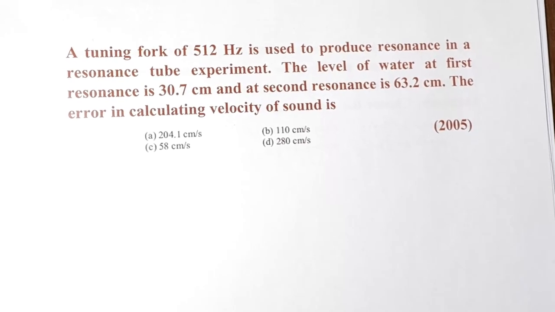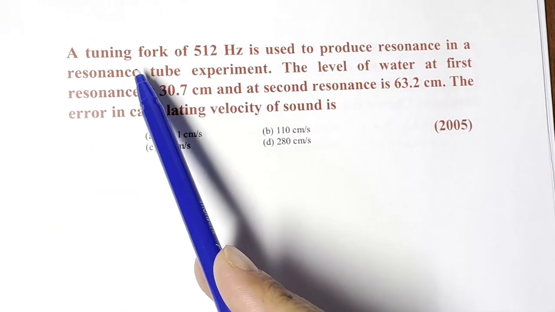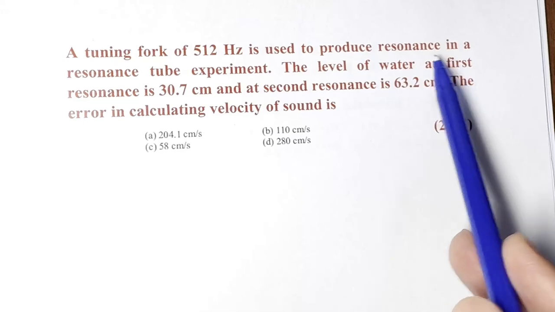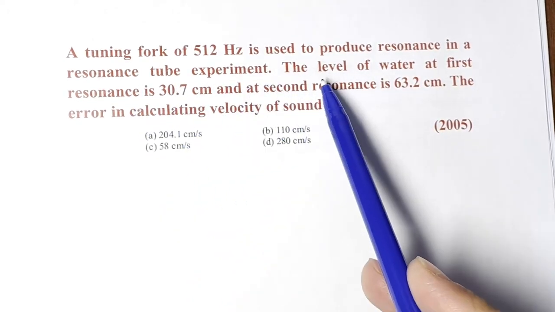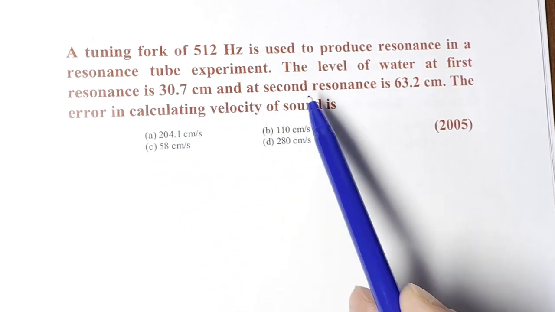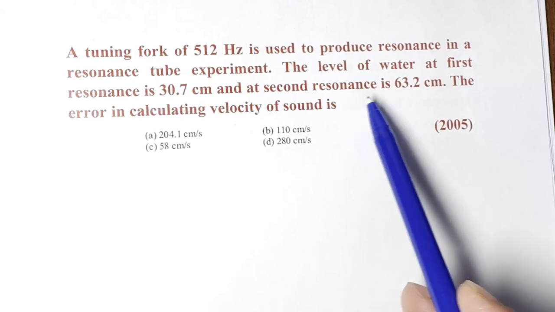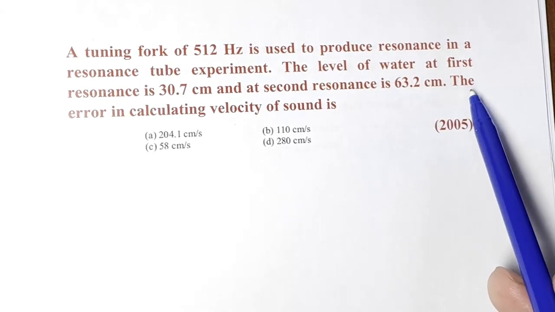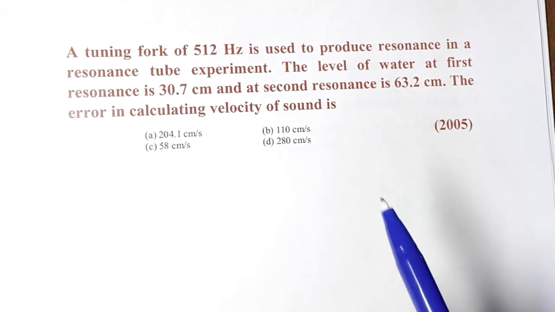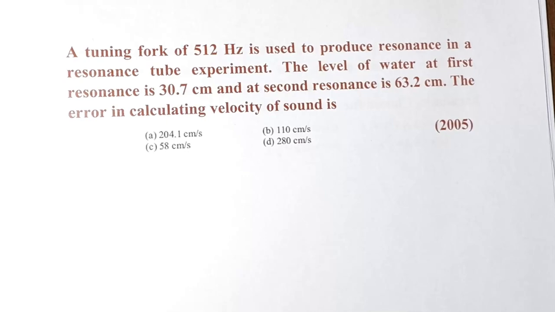Hello friends, today's question. A tuning fork of 512 Hz is used to produce resonance in a resonance tube experiment. The level of the water at the first resonance is 30.7 cm and at second resonance is 63.2 cm. The error in calculating the velocity of the sound is. So this question is quite straightforward.